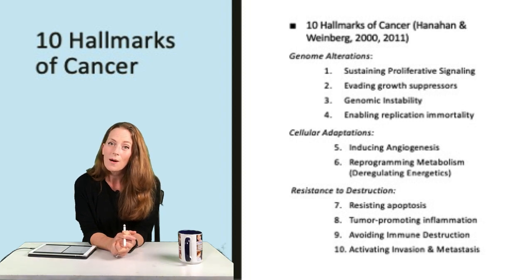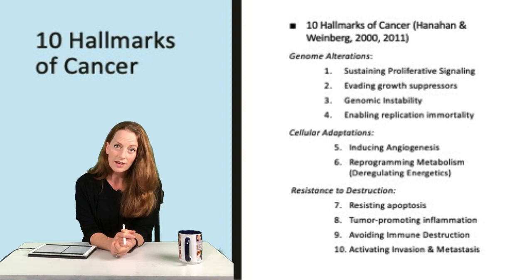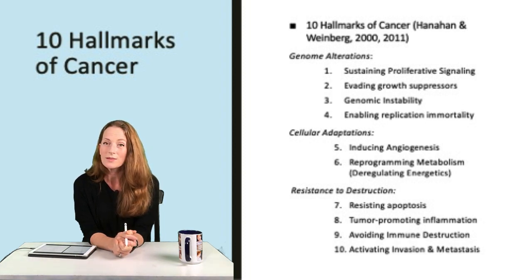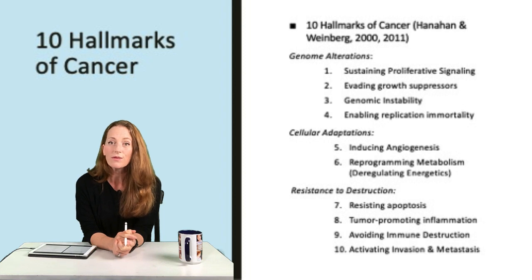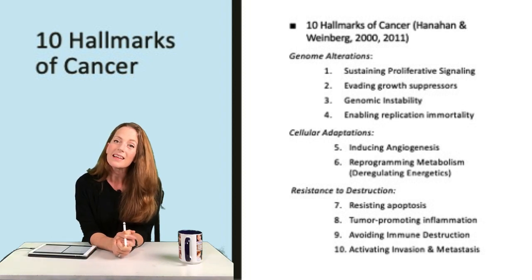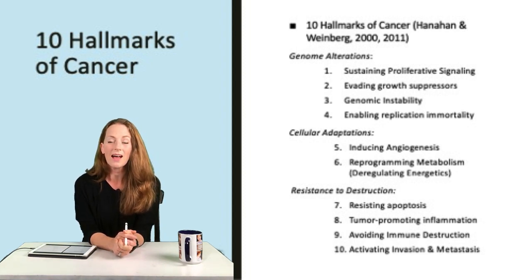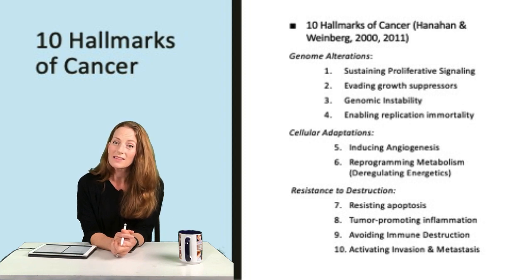The initial hallmarks of cancer describe genetic alterations: sustained proliferative signaling, evading growth suppressors, no longer listening to the suppressors of growth, genomic instability, increasing the likelihood of mutations, and enabling replicative immortality, so increased cell cycling without those stop signals that are so important for preventing the cell from continuing to divide.